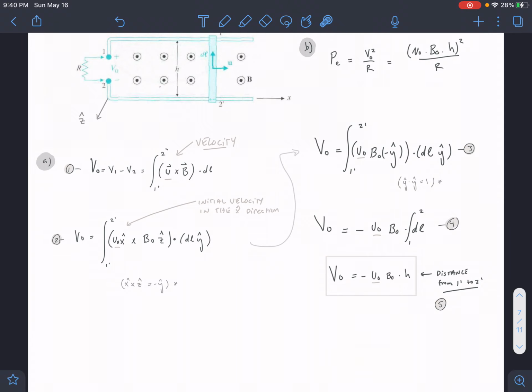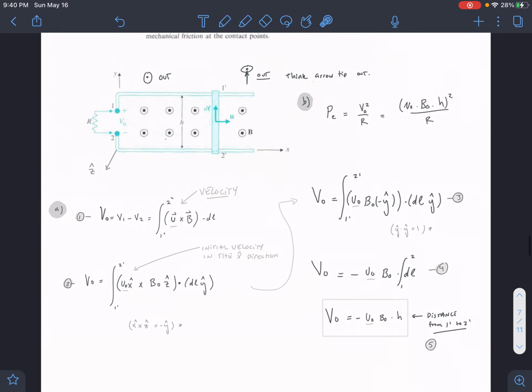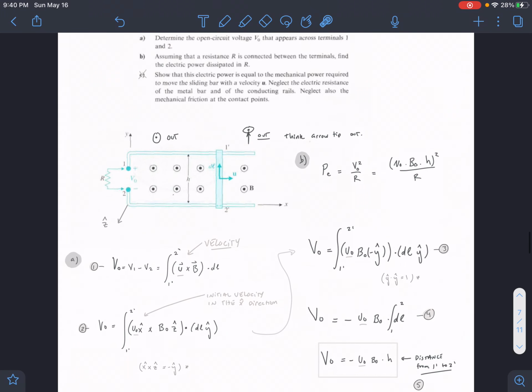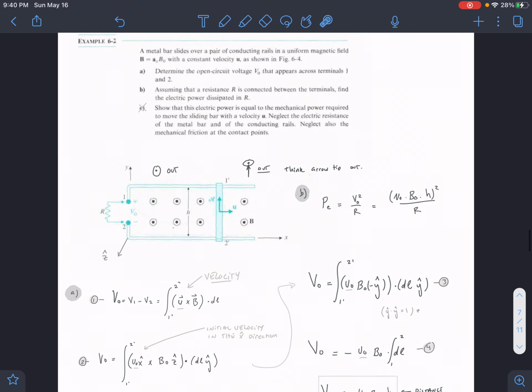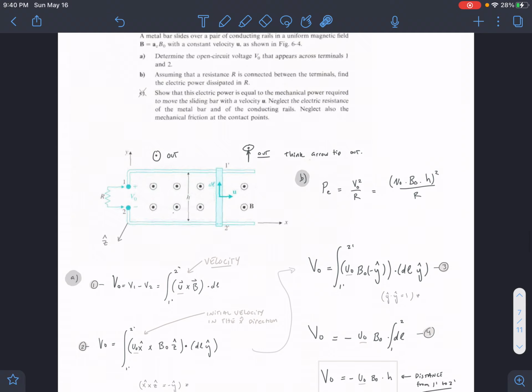So this is the final solution for how to find the open circuit voltage here. Next, we're going to look at the Faraday disk generator, which is a little bit more complicated. So we're adding a few more things onto this.